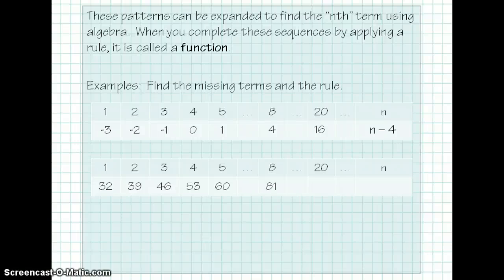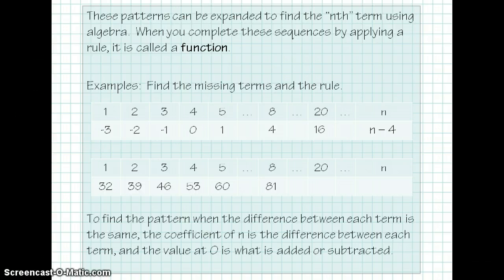But now how do I find this 20th term? Well, there are 2 steps to this. If you've got a pattern where the difference is the same, so these are all going up by 7, or all going down by 2, whatever the pattern is, that's what's going to go in front of your n. So since it's going up by 7, what's going to go in front of my n is 7n.